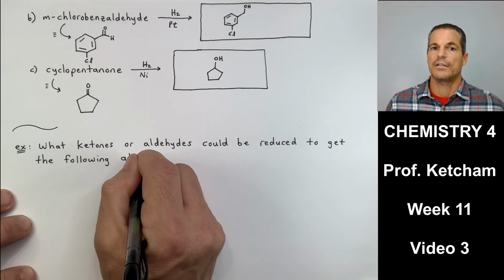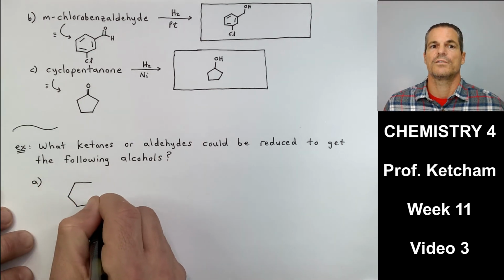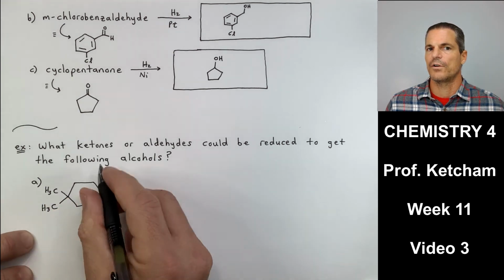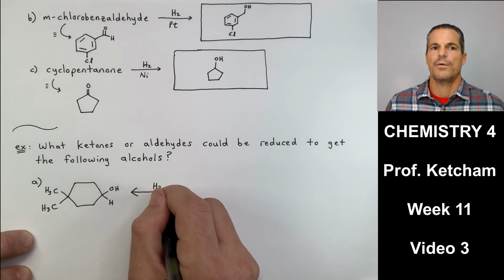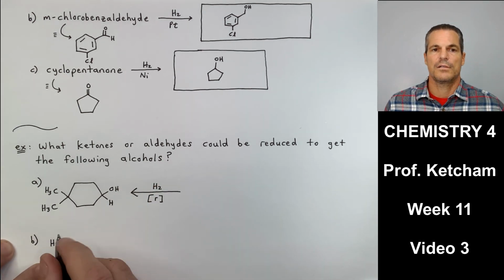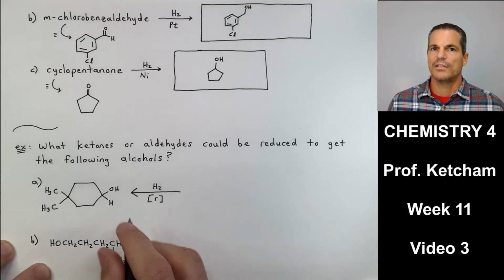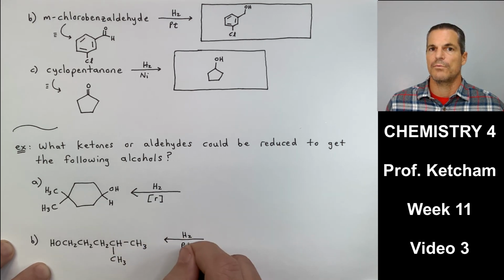So next example. What ketones or aldehydes could be reduced to get the following alcohols? So now we're going to draw the products, and we're kind of working in reverse here. Well, let's find the alcohol group. Let's find the hydroxyl. Let's find the OH. And we just convert the OH into a C double bond O, bearing in mind carbon has to obey the octet rule.